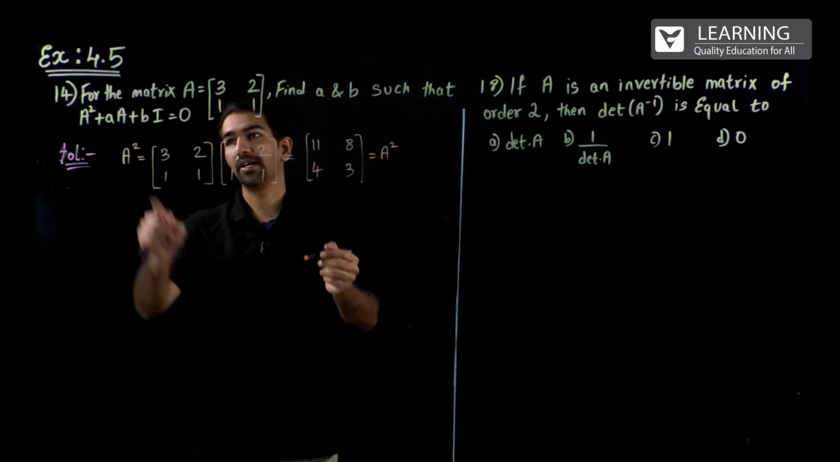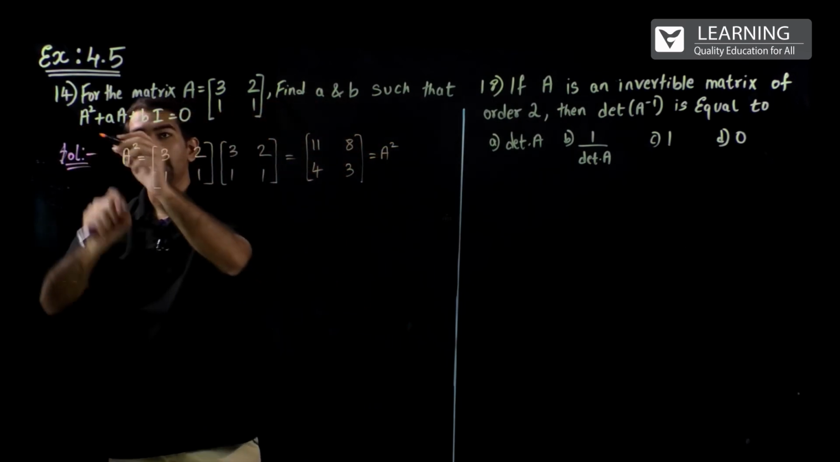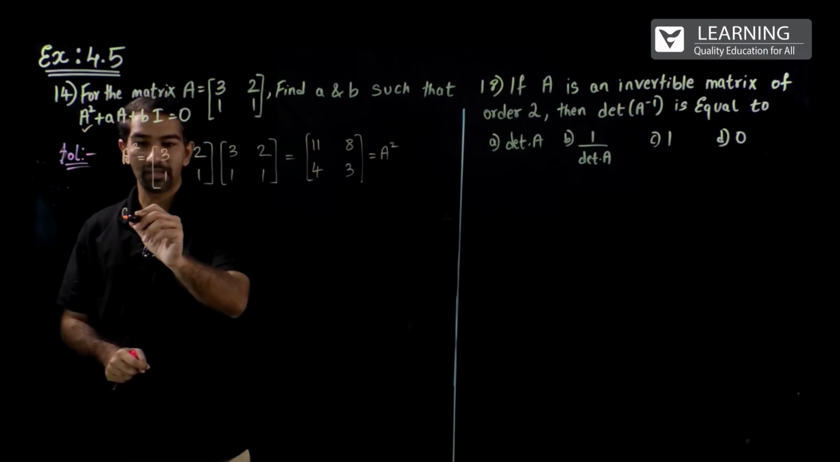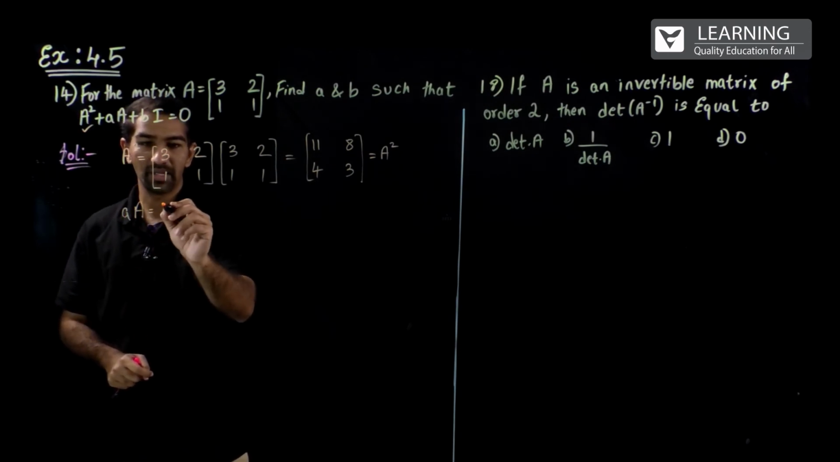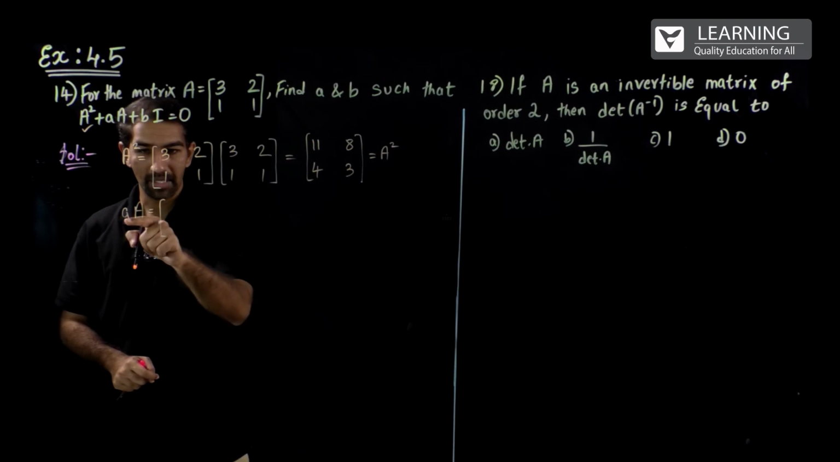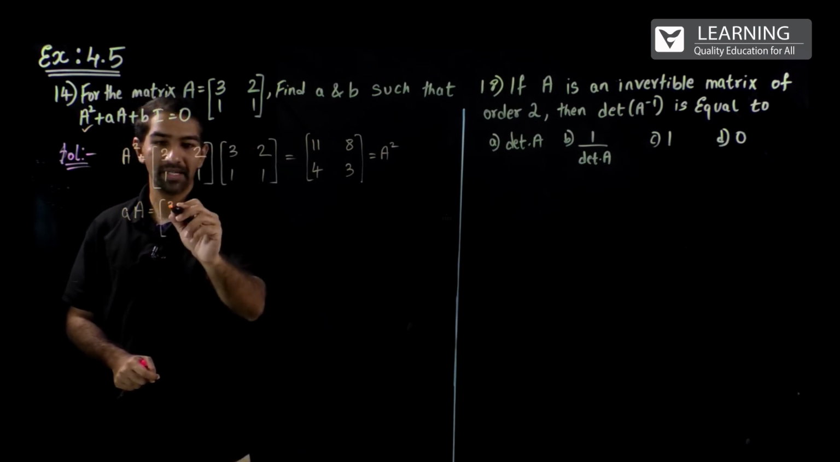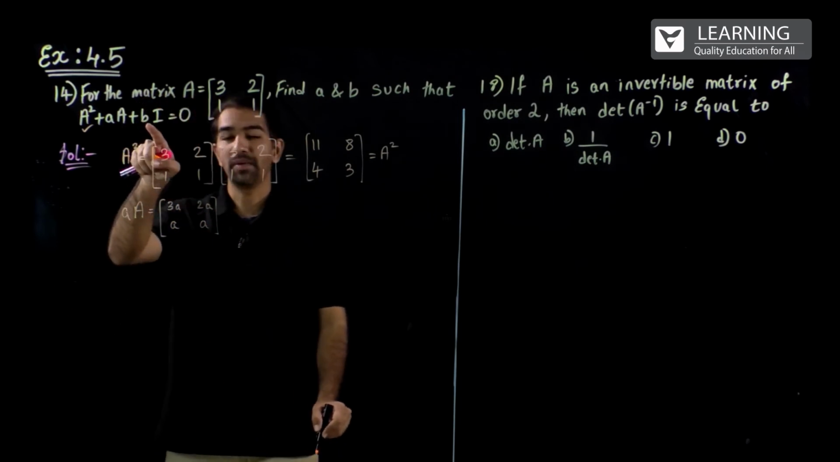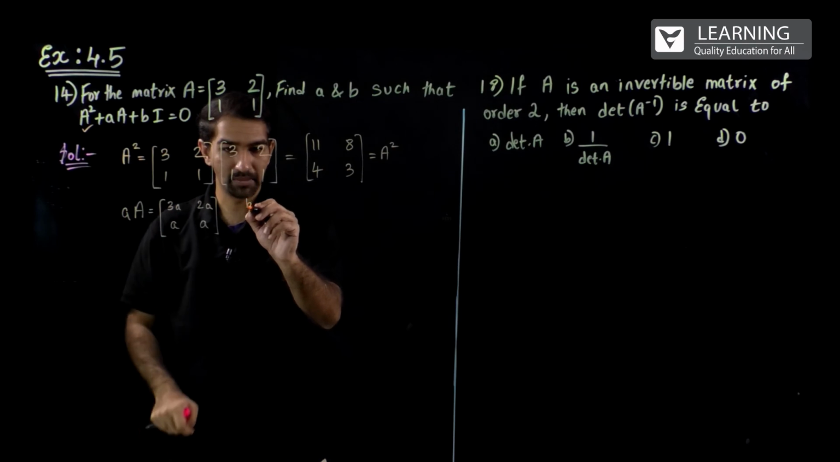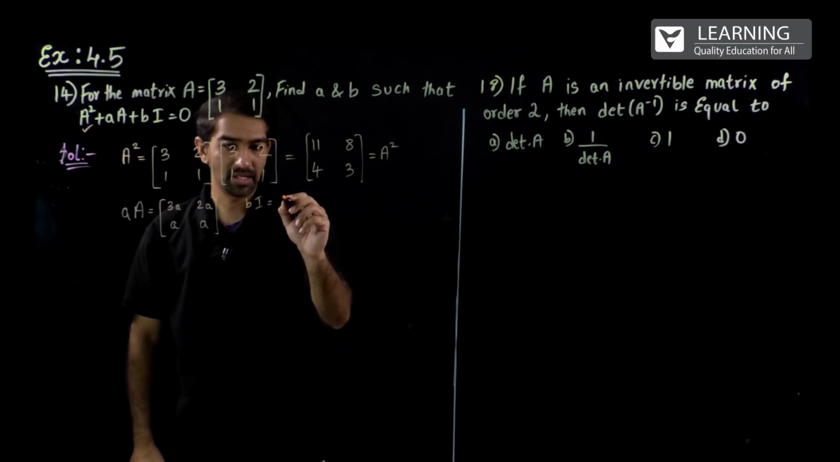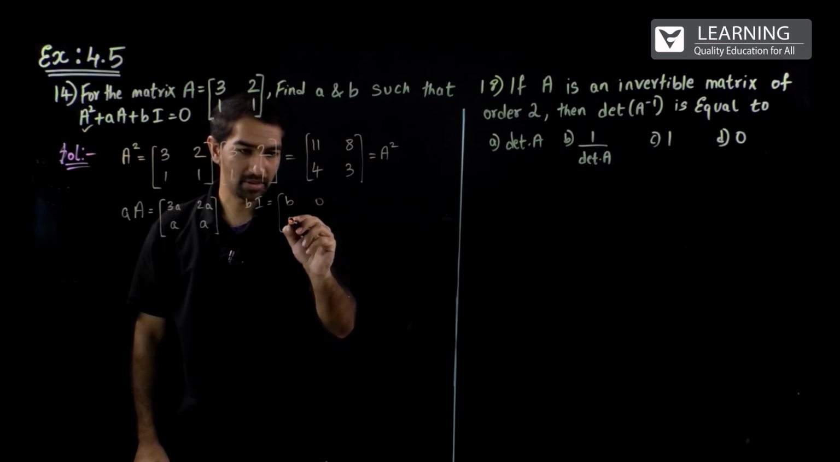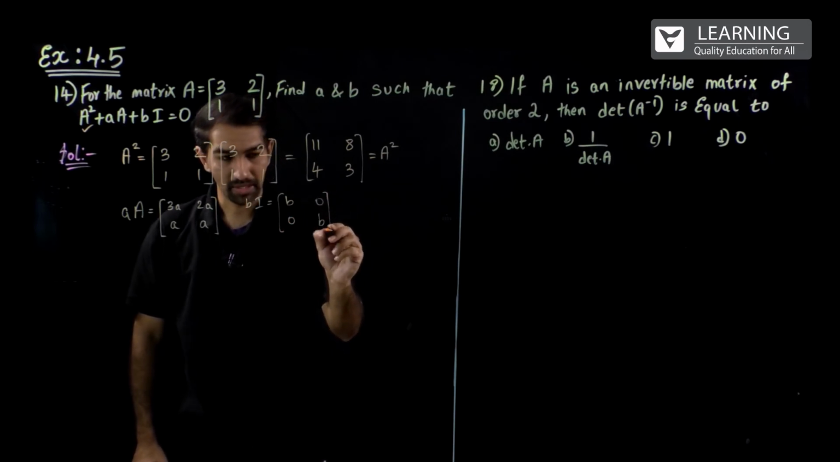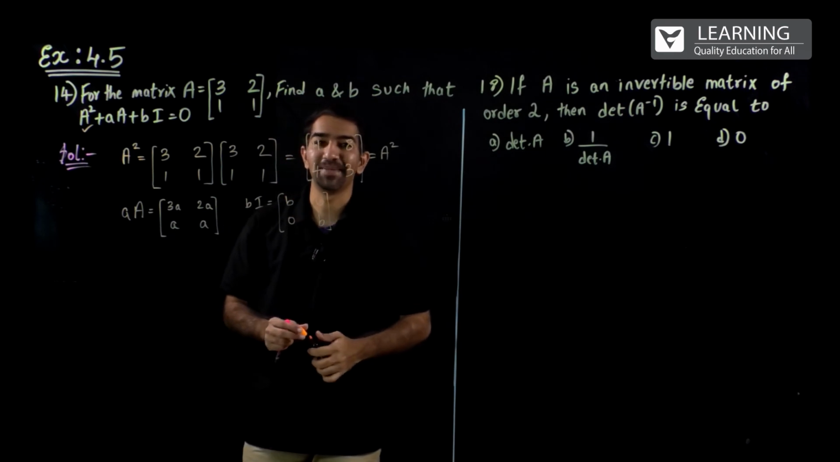Now let us find the next term. So this is done. Small a into A can be written by multiplying this scalar a with the matrix, so we get 3a, 2a, a and a. Next we have b into I, which is equal to b, 0, 0, b. That is scalar multiplying b with the identity matrix.